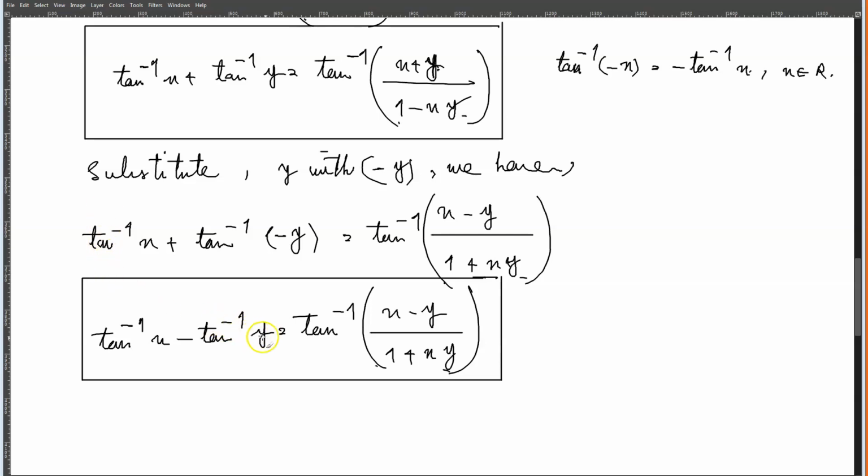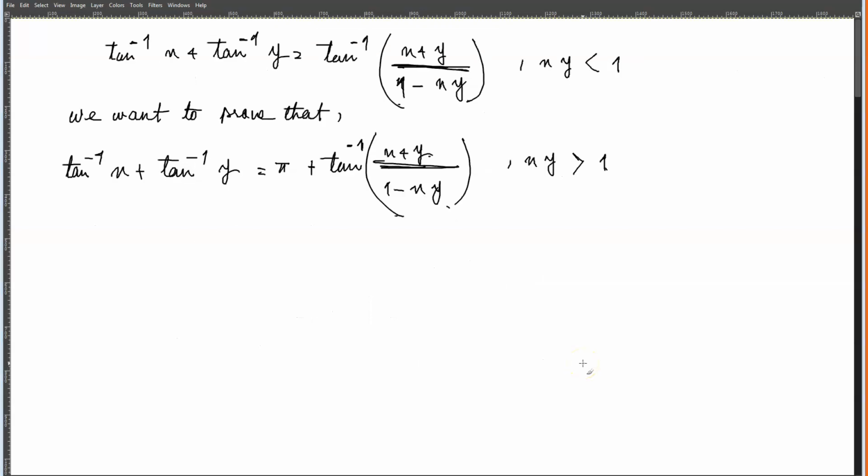So tan inverse of x minus tan inverse of y is equal to tan inverse of (x minus y) over (1 plus xy), and the condition is that xy is greater than negative 1. I'm not really paying much attention to these conditions because they have not been discussed properly. If I get into them, I will get into trouble.